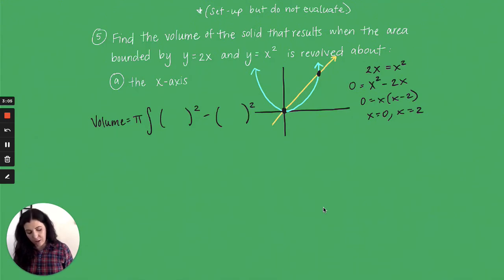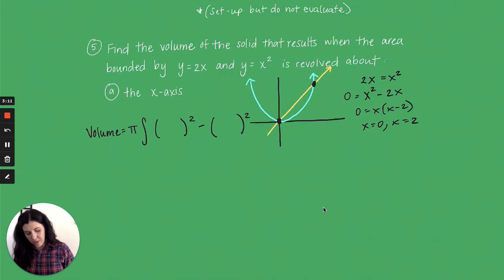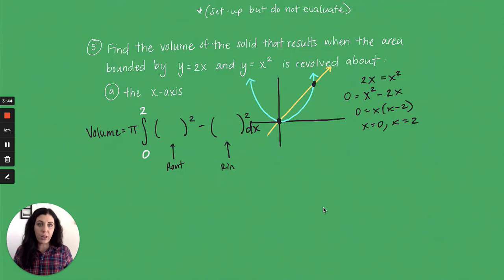And I'm just going to erase part of this so I have room. See if we can just move this down a little bit. And we get a dx there. Sorry, that's kind of crowded looking. So the thing that's going to go on our integral for our bounds are our intersection points that we just found. So we're going to go from 0 to 2. Okay. Now the thing that goes in our first parentheses is our R out, whatever our outer radius is. The thing that's going to go in our second parentheses is our R in, whatever our inner radius is.